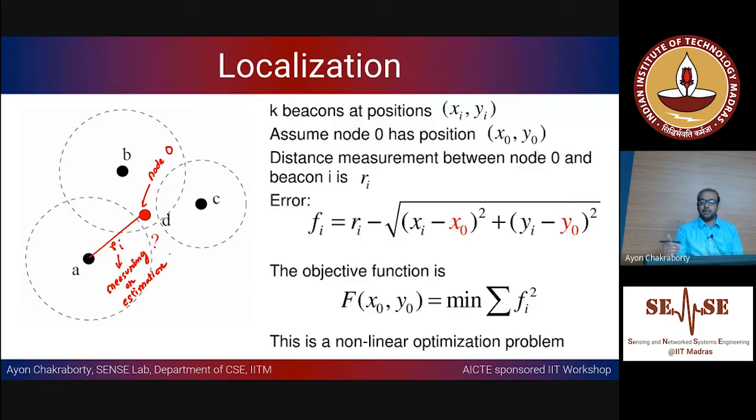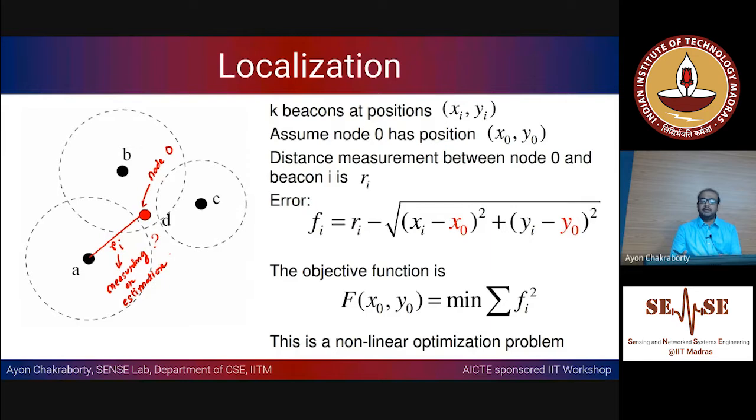whatever we have, square root of (xi minus x naught) whole square plus (yi minus y naught) whole square. It will be close, but it won't be zero. If it was zero, then your estimation was perfect. There was no error associated with the ranging process. So ideally fi should be zero, but it will not be the case because of noise in such measurements.